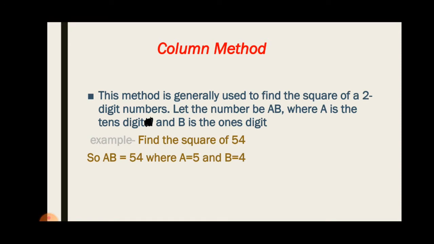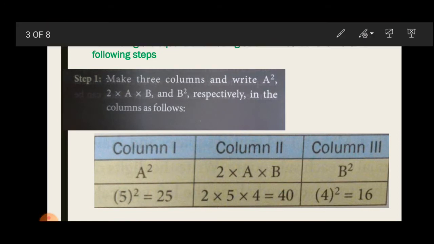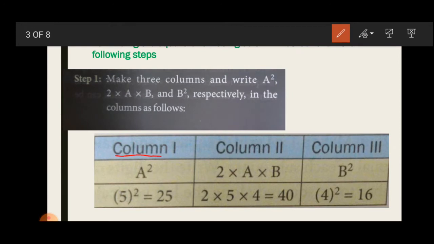For example, find the square of 54. So AB is equal to 54, where A is equal to 5 and B is equal to 4. For finding the square of 54 using the column method, follow these steps. Step 1. Make 3 columns. Column 1, column 2 and column 3.